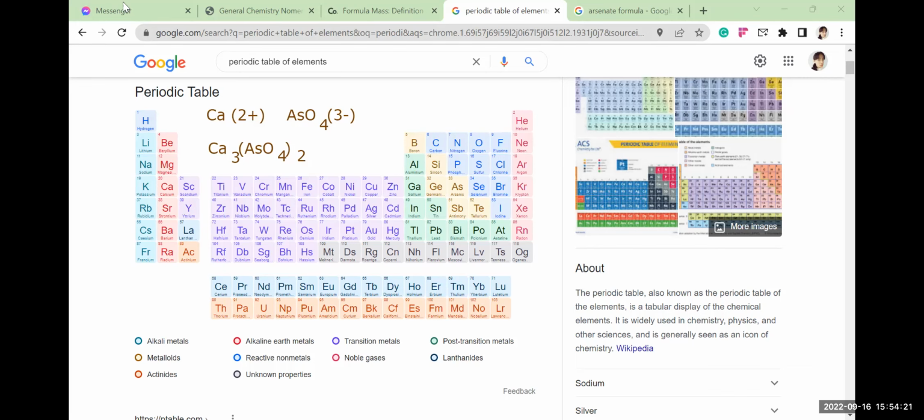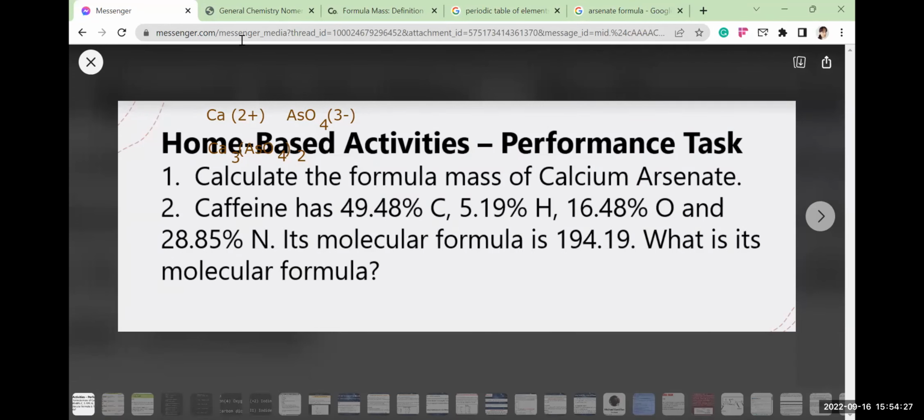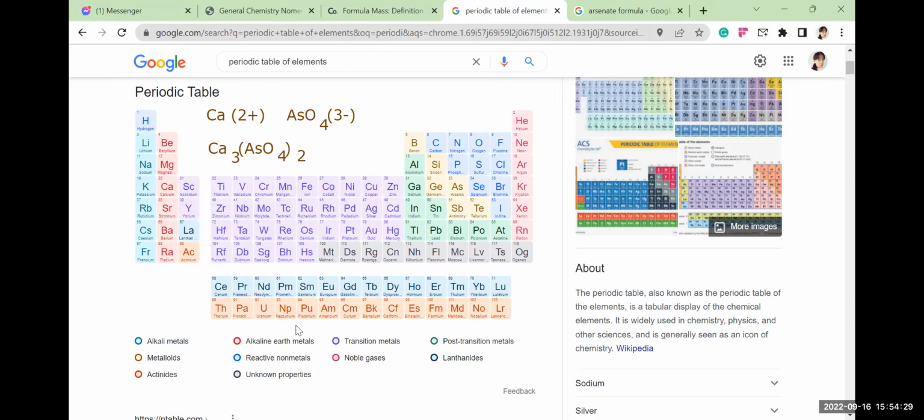Let's go to your assignment. Your assignment is to calculate the formula mass of calcium arsenate. So let's go back to your periodic table. Now, what's the mass of calcium? How many atomic mass units is calcium? Which number do you look for? 40. Very good, so calcium is 40. So let's write that down. When I do this, I try to write it down from here. So you have 3 calcium ions times 40.